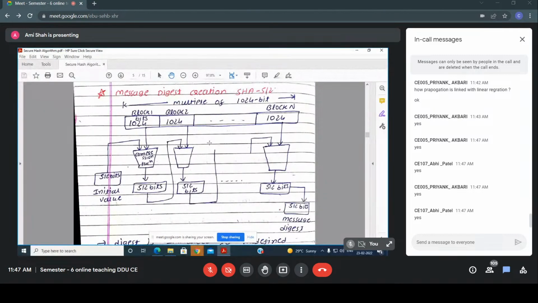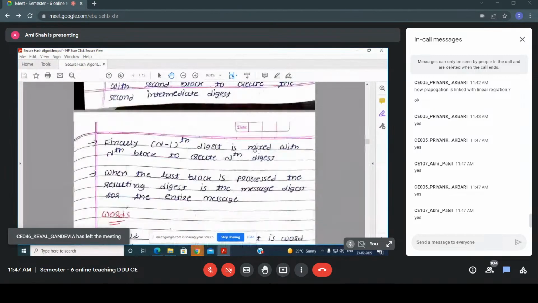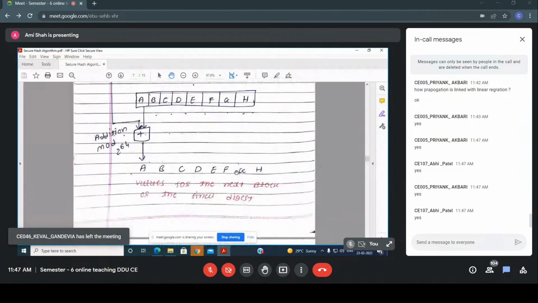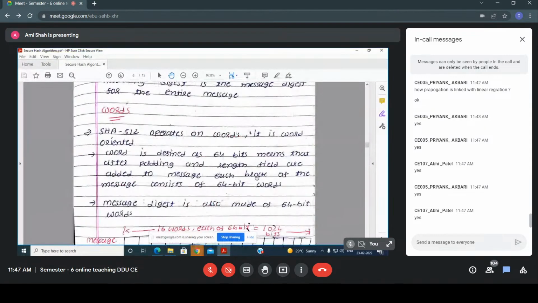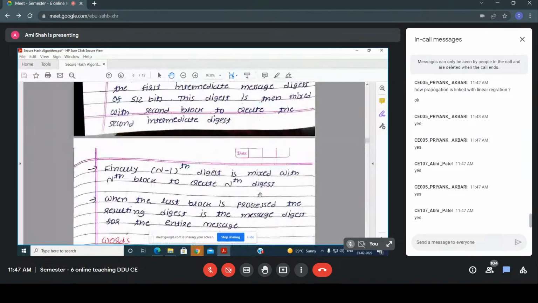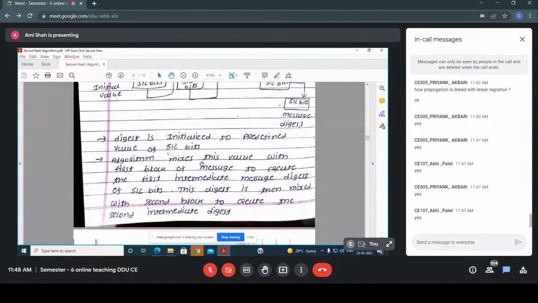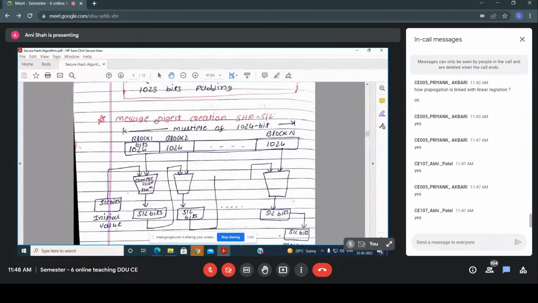Okay, so in the last lecture, I discussed SHA 512. I think up to this point I have discussed, right? So let's quickly go through it again so you can understand the later concept. In the last class, all of you know the use of a hash function, right? All of you know that.